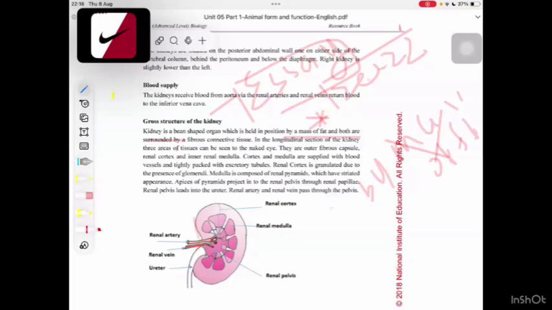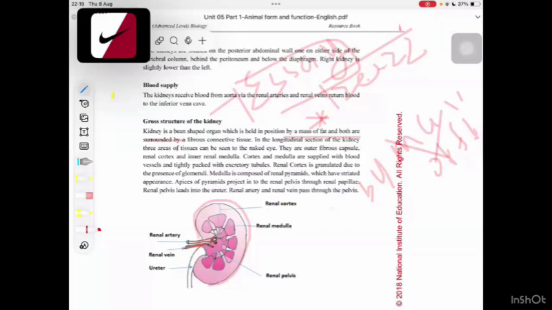Here they haven't drawn the fibrous connective tissue. They have just directly marked the renal cortex, renal medulla, and renal pelvis. In the longitudinal section of the kidney, 3 areas of tissues can be seen to the naked eye. This is an important part because they can ask you in an MCQ about the cross section, but this is not the cross section, this is the longitudinal section. So what are these 3 areas? They are the outer fibrous capsule, the renal cortex and the inner renal medulla.